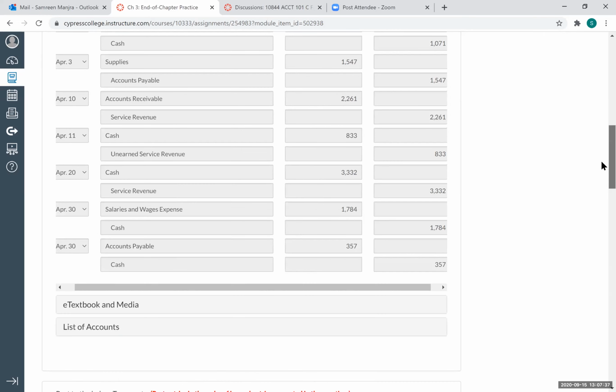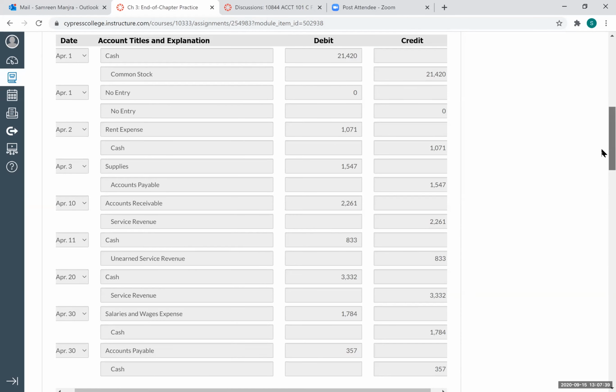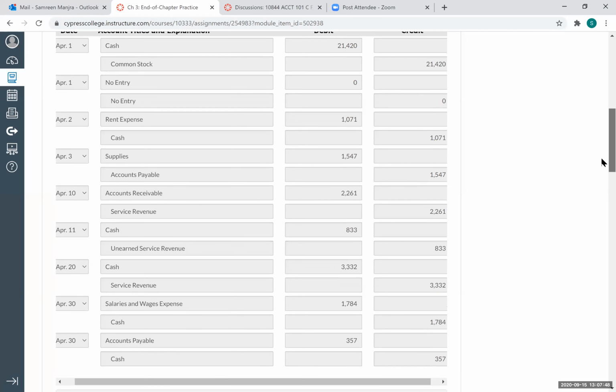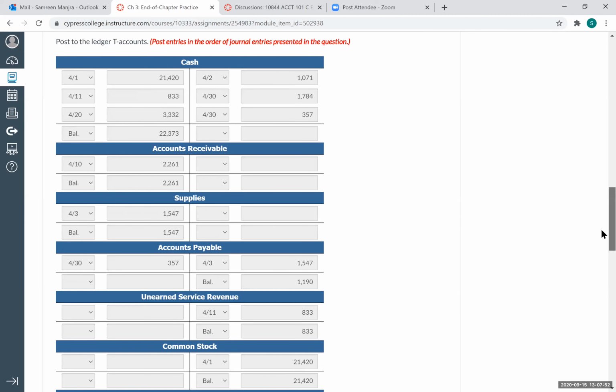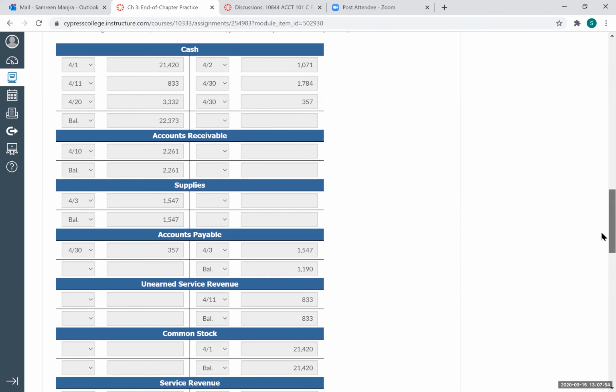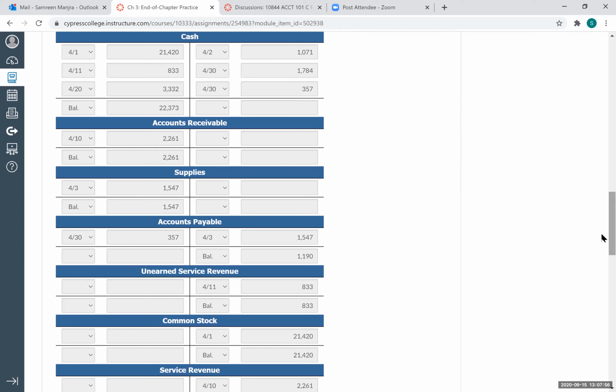And you will continue to do this for every transaction. If there's no entry, there will be no impact to any T account. And you will continue the process for all of these journal entries. Once you are done posting the amounts to the respective accounts, then you will come up with the ending balance.